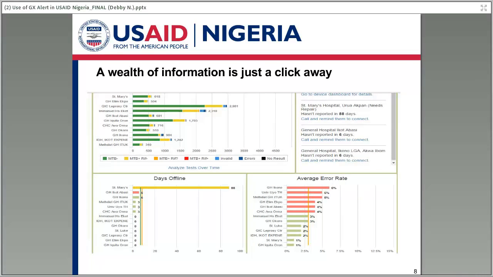The other success is the wealth of information that we have at our fingertips. I mean, the dashboard gives you so much information. It tells you number of tests done per site. It gives you information about quality assurance issues. You're able to tell if a machine is offline and how long it's been offline for. I mean, it's a lot of information that is available.